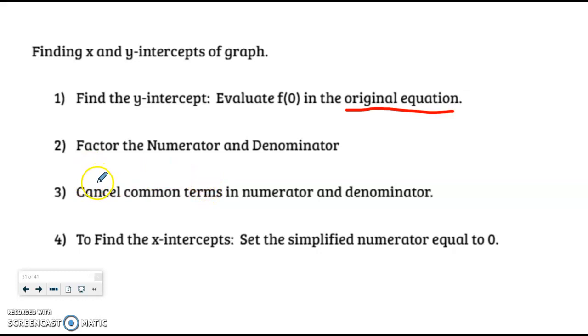And there are 3 steps that we have to do. We're going to have to factor the numerator and the denominator. That's going to be the first thing when we want to find x-intercepts. Okay? These are the steps to find x-intercepts. The second thing that we're going to do is cancel the numerator and the denominator. Anything that's common, we're going to cancel. And then to find the x-intercept, we're going to set whatever the simplified numerator is equal to 0, and that's what our x-intercept is going to be.